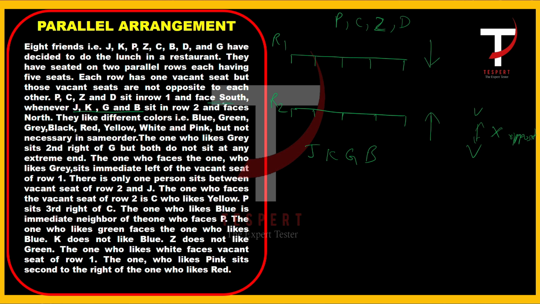Okay, they like different colors: blue, green, gray, black, red, yellow, white and pink, but not necessarily in the same order. Consider this: the one who likes gray sits second right of G, but both do not sit at the extreme end. So neither G nor the one who likes gray should be at the extreme end. So they shouldn't be either here or here. So G must be here and the one who likes gray is second right of G. As all the members are facing north, this is the first right of G and this is the second right of G. So the man who likes gray will be here.